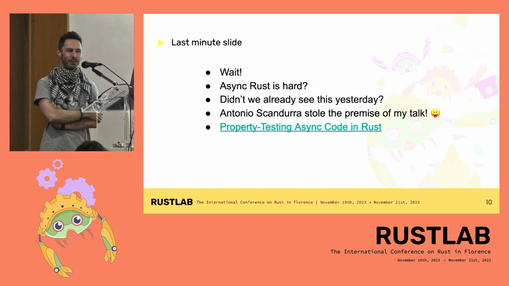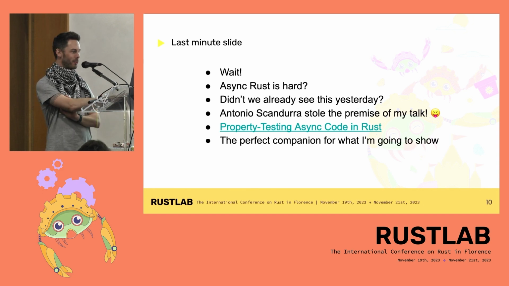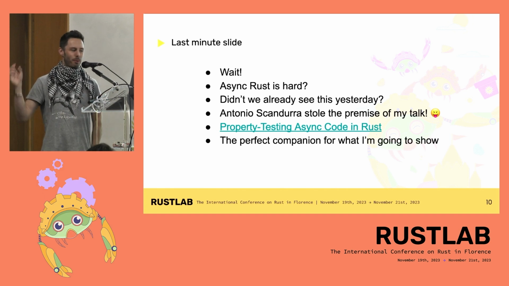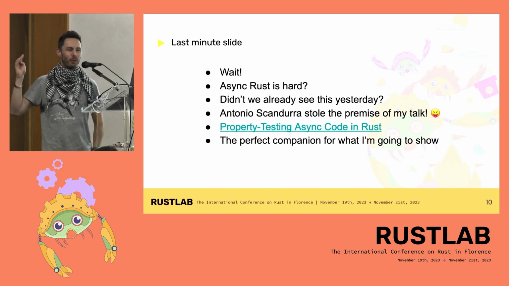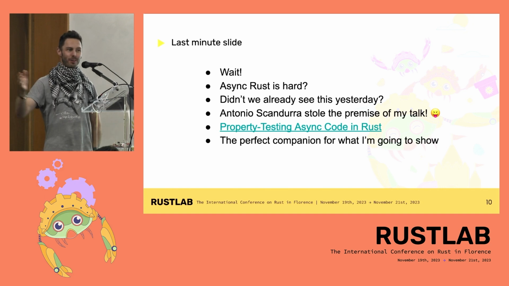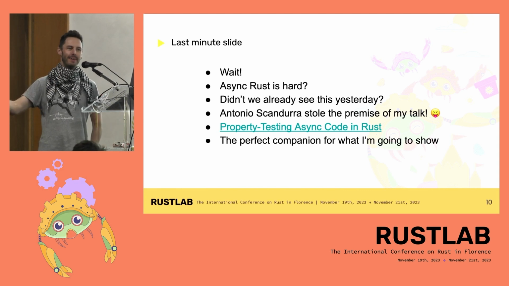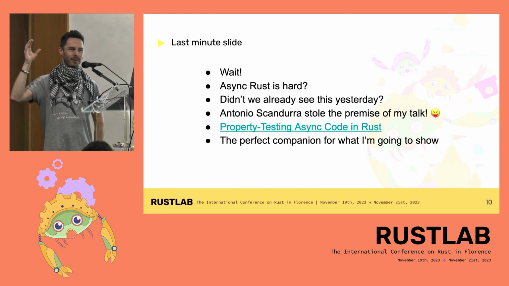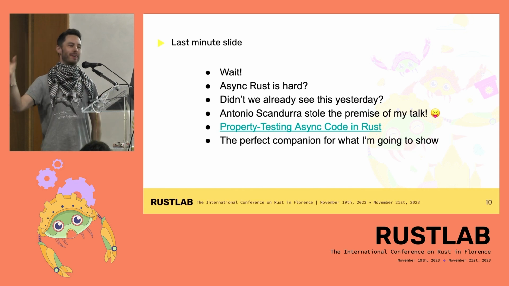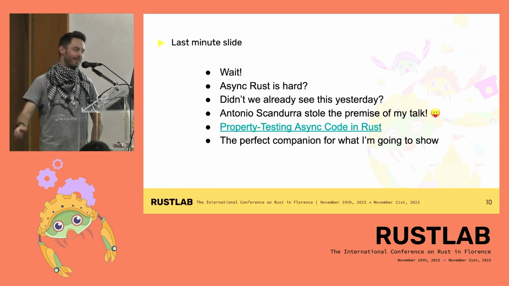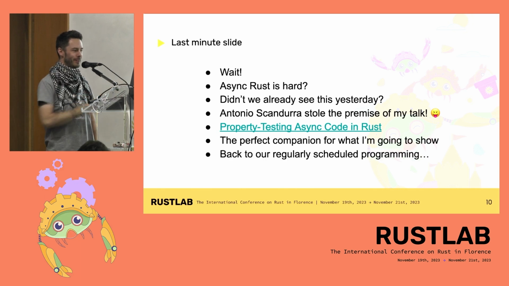Property testing async code in Rust was a fantastic talk, and got me thinking about a bunch of stuff. So it's the perfect companion for what I'm going to show. In the Rust world, or let's say following Rust principles, it's probably the better idea to test if you can, because it happens earlier on. He talked about testing async code. I'm going to talk about how you can take the code which you may or may not have tested and work out what's going on afterwards. So sure, test it first, but maybe you didn't, or maybe the testing missed something, and I'm going to show you how to go on with that.